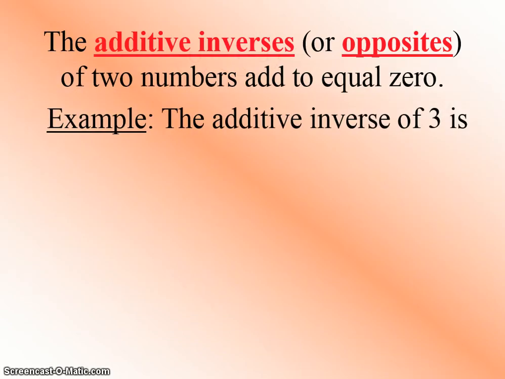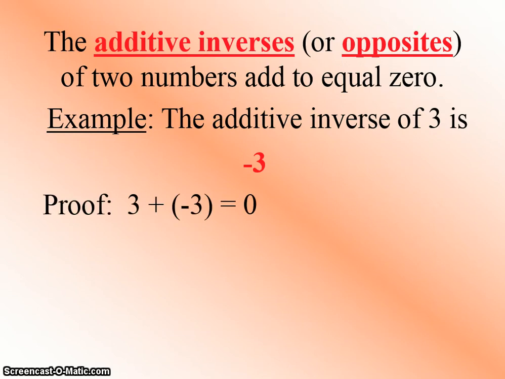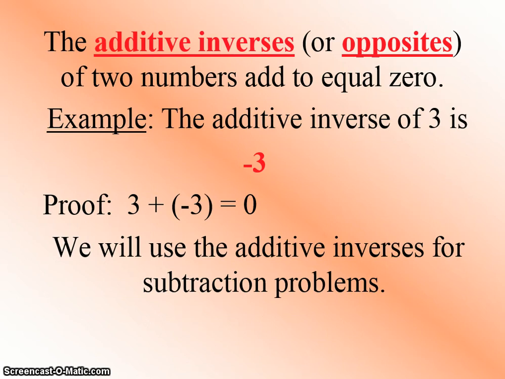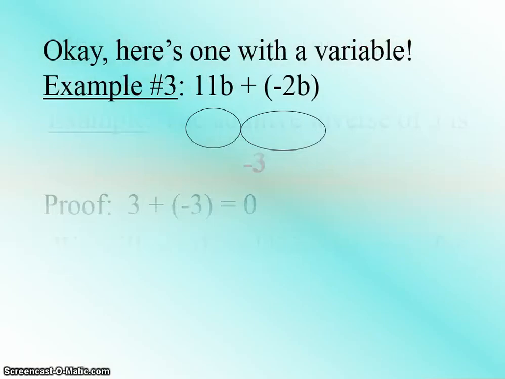Okay, now there's another property we're going to talk about while we're here. It's the additive inverse, or opposites. It's when two numbers add together to equal 0. And when you have negatives, a negative and a positive add to 0. It's also a way to get rid of them, and we use that later in the quarter. Okay? So we use the additive inverse for subtraction problems. We'll talk about that tomorrow.